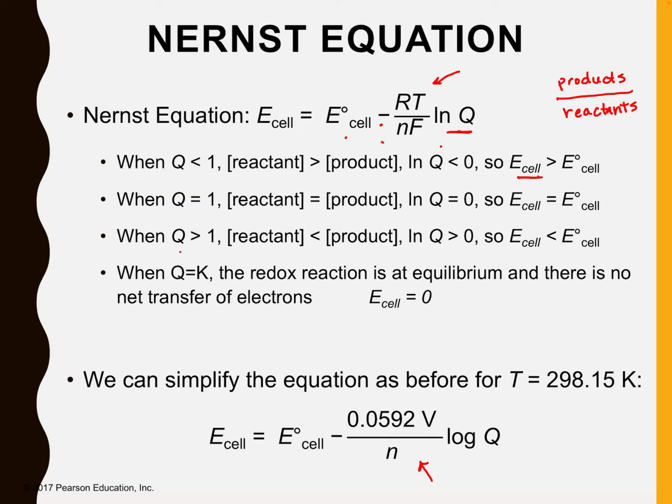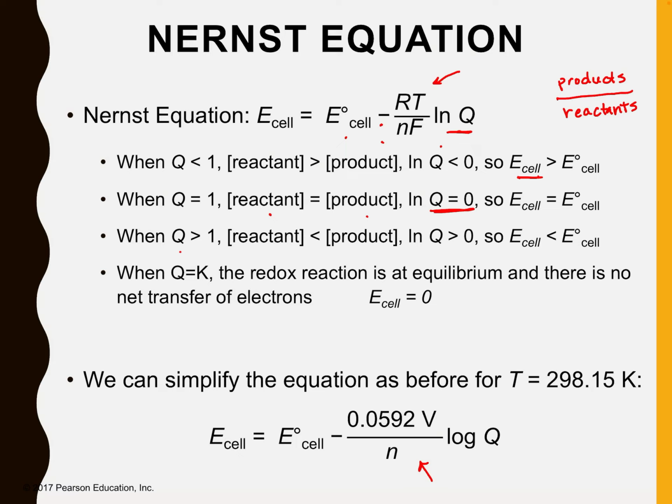Okay, but when Q is equal to 1, our reactants and our products are equal in concentration, which means that the natural log of Q is 0. When we take the natural log of 1, that whole thing goes to 0, and if we multiply 0 times RT over NF, then that all will be 0 as well, which tells us that E of the cell is equal to E naught of the cell. That's happening when our reactants and our products are equal. And then finally, when Q is equal to K, that's telling us we are at equilibrium.